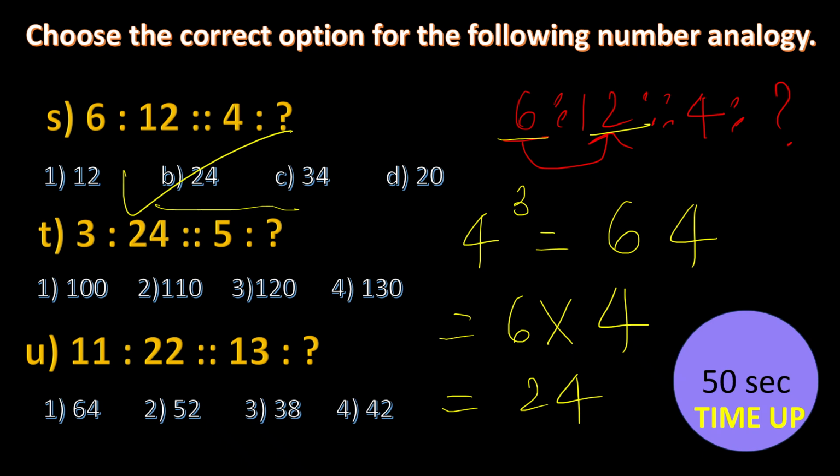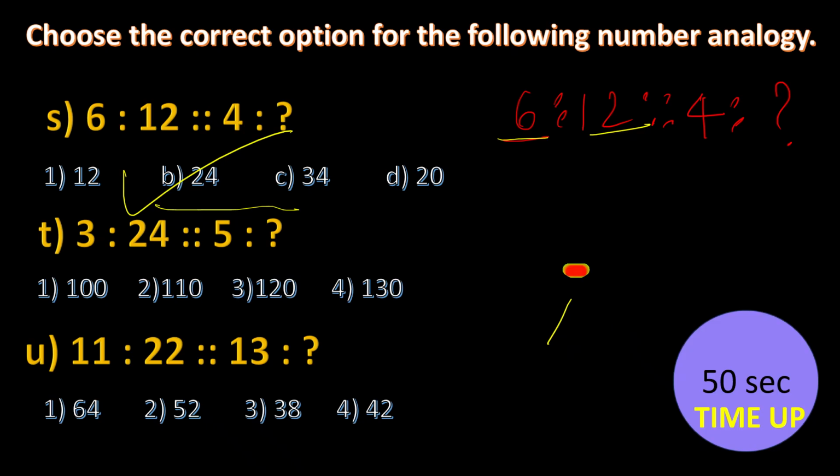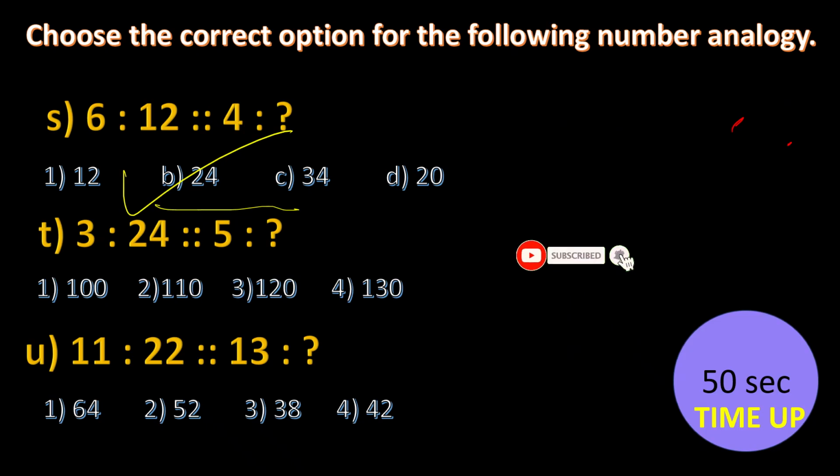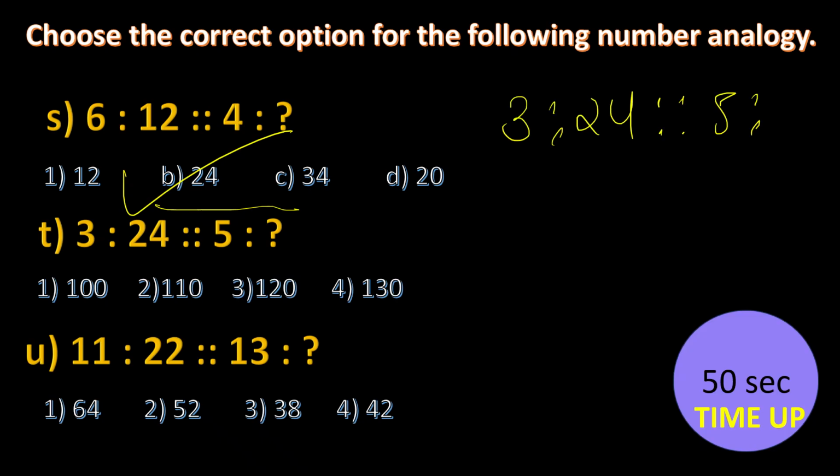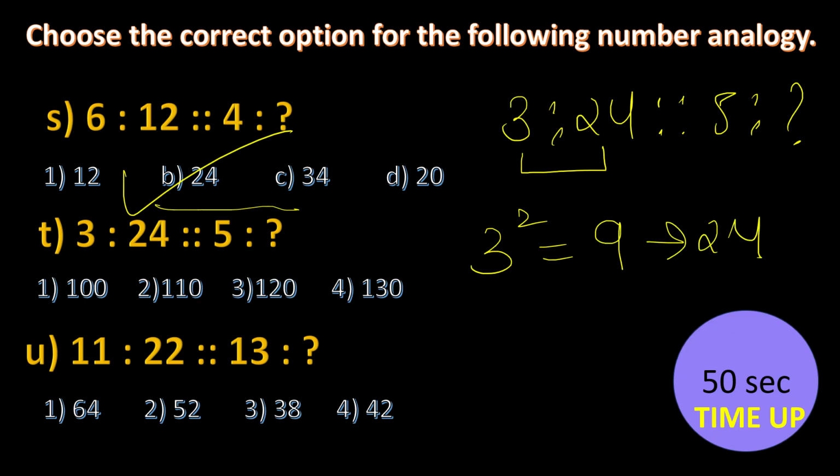Okay, next one, 3 is to 24 is given, 5 is to what? Now from 3, how will we go to 24? Think about it. If I use 3 square, which will give you 9, then from 9 to 24, this can't be the logic.